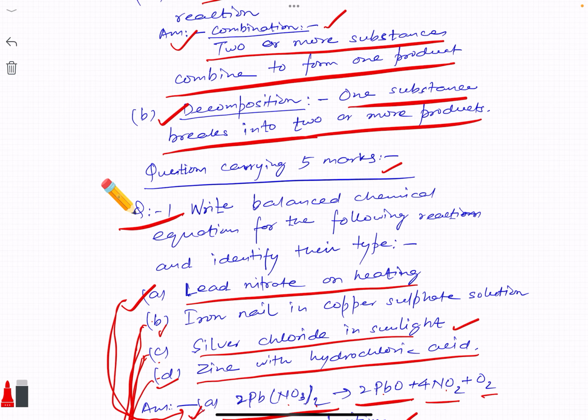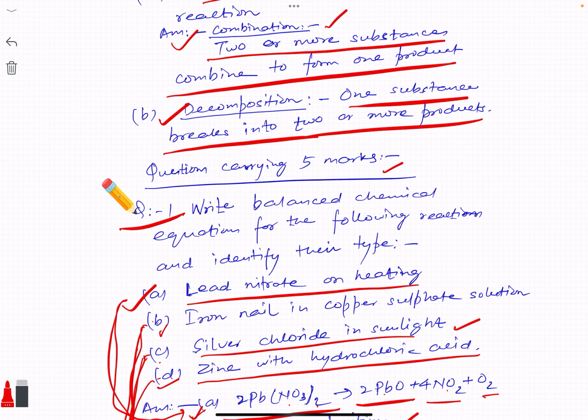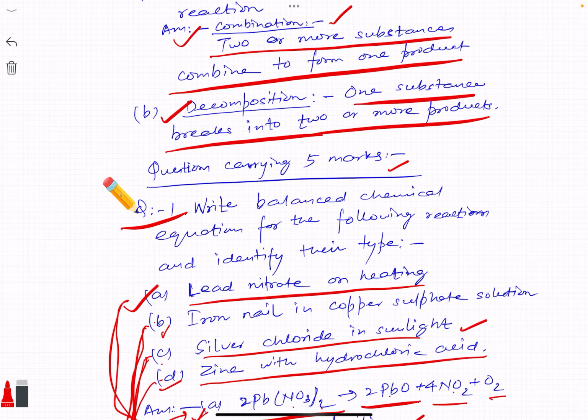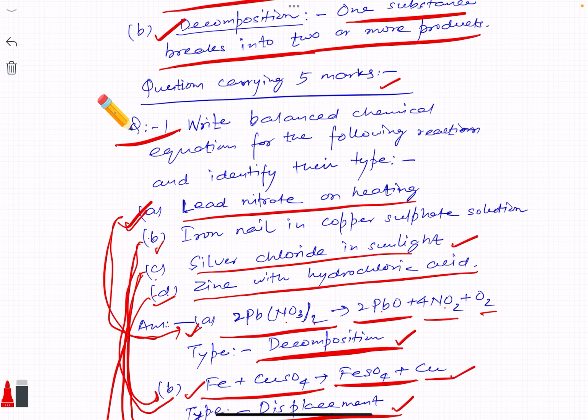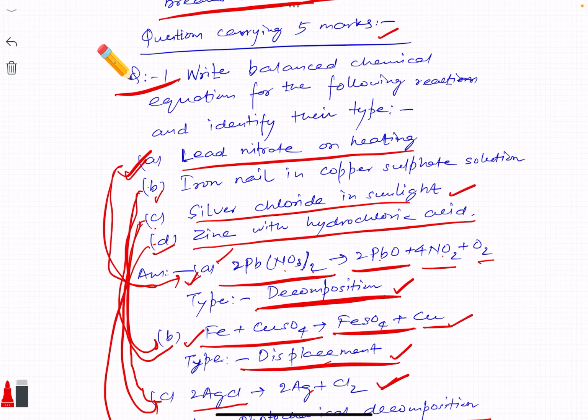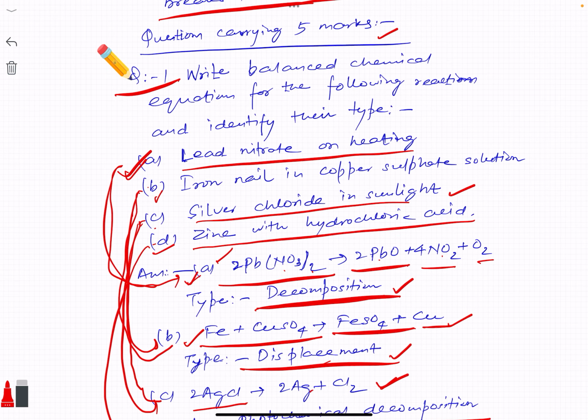Now come the questions carrying 5 marks. Question number 1, write the balanced chemical equation for the following reactions. First, lead nitrate on heating. When lead nitrate is heated, it gives PbO + NO2 + O2. Its balanced equation: 2Pb(NO3)2 = 2PbO + 4NO2 + O2. This type is a decomposition reaction.